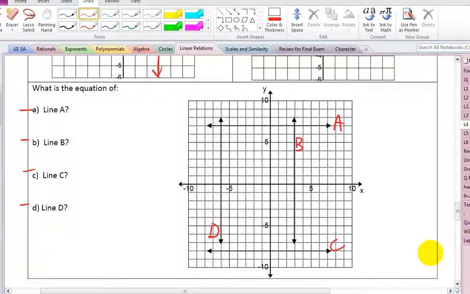Equation for line A. I'm going to ask Nicole. Okay, that totally works. Well, for line A, it's when it goes across. Yeah, it's not x though. Yeah, 2y equals 14. So what you're trying to say is y equals 7. Perfect. Awesome job on that. Okay, line B. Sean. X equals 3. Good.